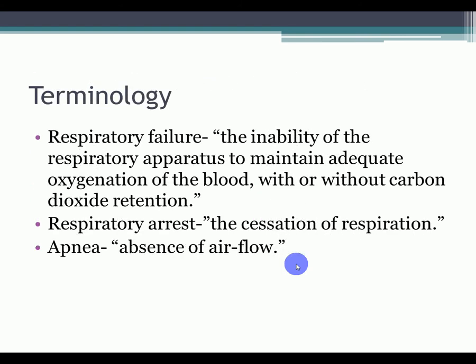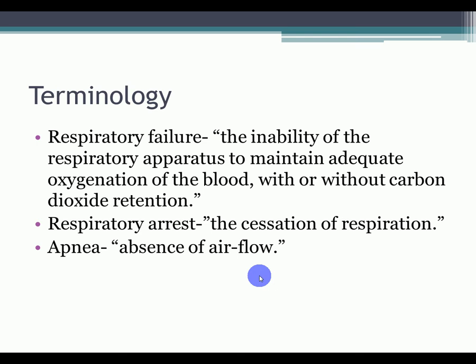All right, some general terminology that you need to be familiar with. Respiratory failure. That's the inability of the respiratory apparatus to maintain adequate oxygenation of the blood with or without carbon dioxide retention. And this came straight from your book. Respiratory arrest is the cessation of respirations, and apnea is absence of airflow. Apnea usually is cessation of breathing for greater than 20 seconds average. Now, if they're symptomatic, they may have a shorter time frame for that, but it's when you go with periods without breathing.